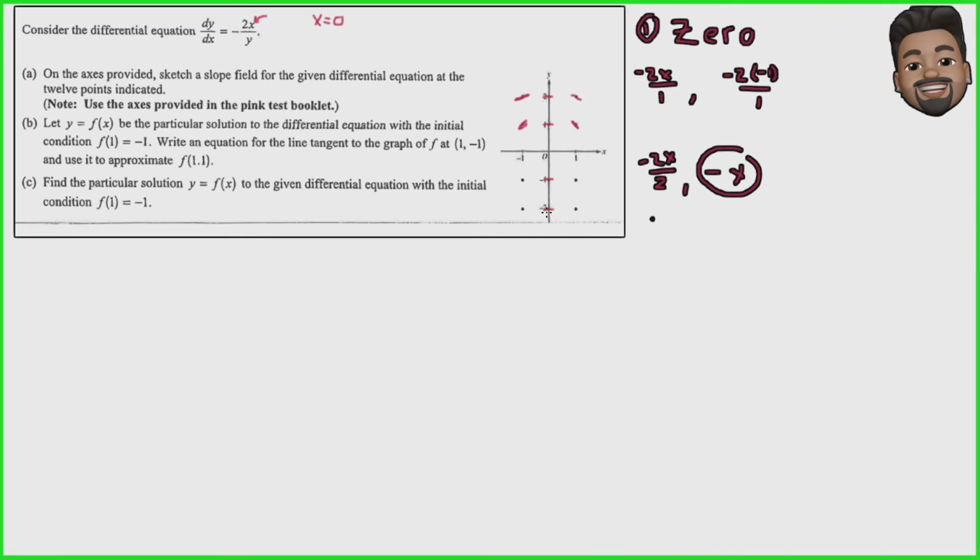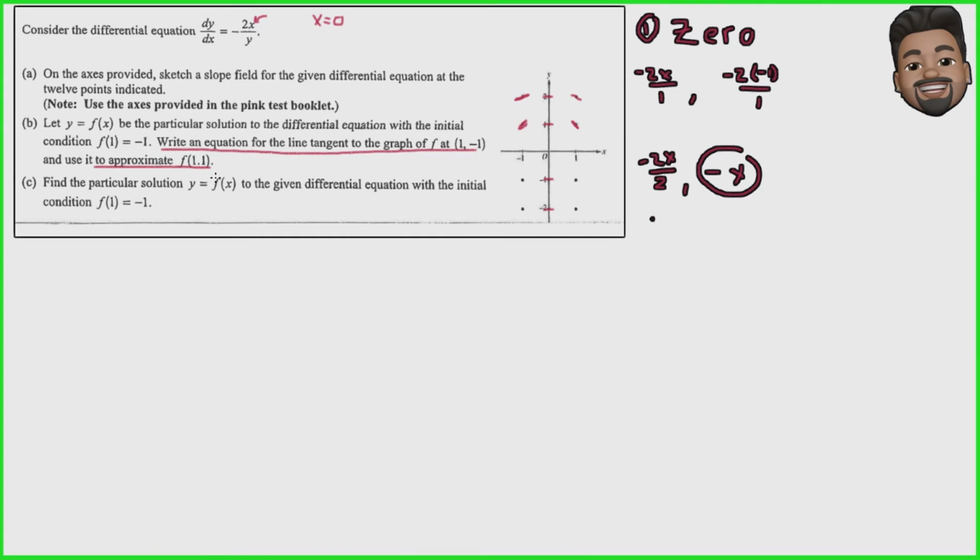I kind of just want to go over and get you started and then go over the questions that I think are most difficult. Let's go to part B. Let y equals f of x be the particular solution to the differential equation with initial condition f of 1 equals negative 1. Write an equation for the line tangent and use it to approximate f of 1.1.